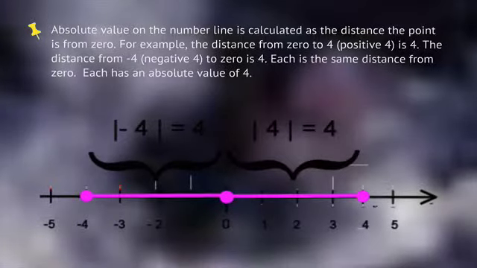Absolute value on the number line is calculated as the distance the point is from 0. For example, the distance from 0 to 4 is 4. The distance from -4 to 0 is also 4. Each is the same distance from 0. Each has an absolute value of 4.